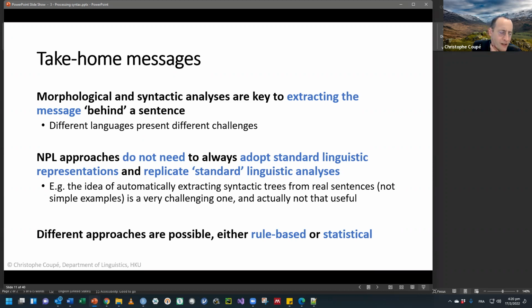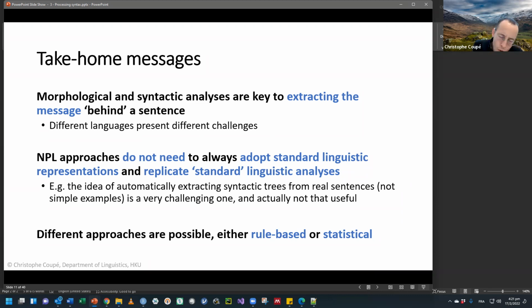Linguists like to build trees to represent sentences, what we call syntactic trees. This is very difficult for computers, but it turns out it's not that useful. You can do a lot of good, interesting things without that. That means that NLP doesn't need to follow the representations linguists have, and do exactly like in the classical linguistic analysis, the analysis that linguists are experts in.